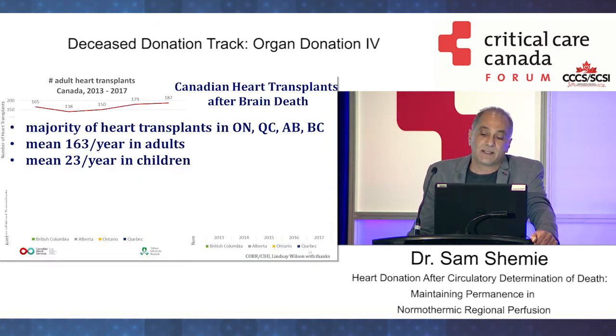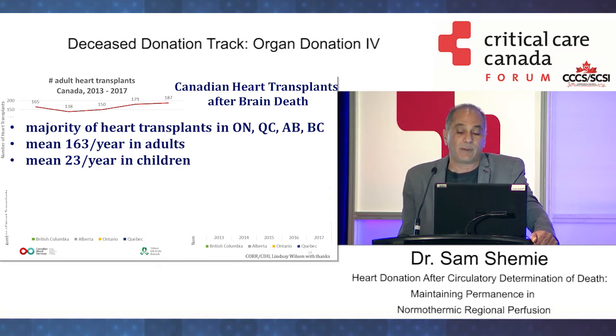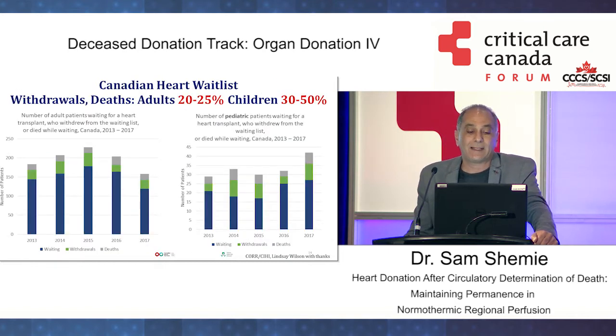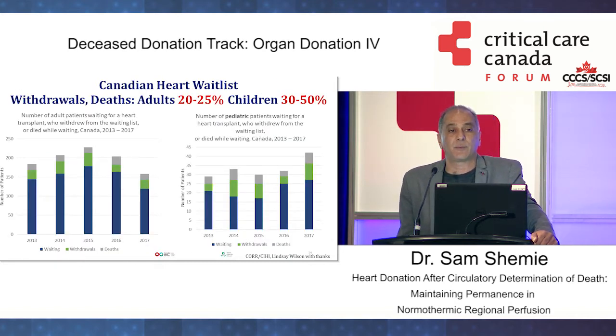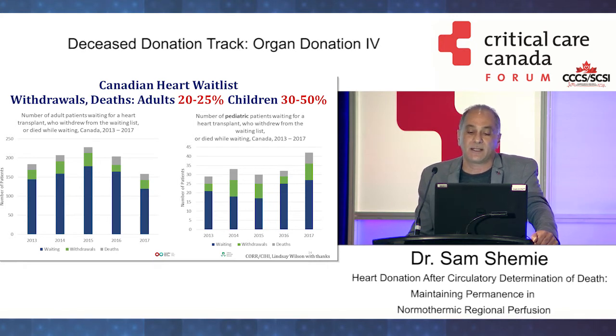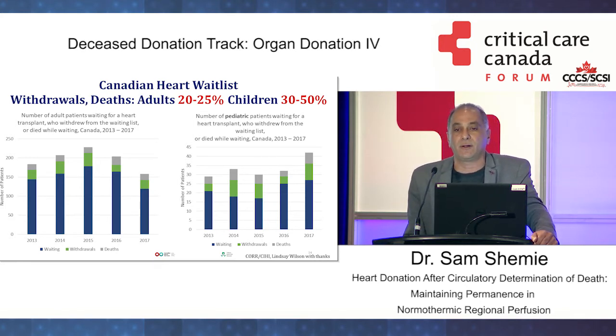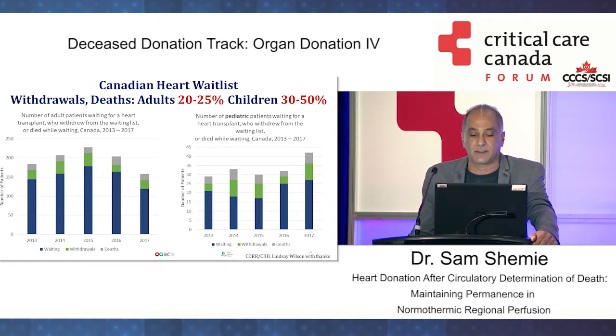And transplants in Canada currently after brain death, the majority of them are in Ontario, Quebec, Alberta, and BC, about 160 per year in adults, 23 per year in children. If you look at wait list deaths and withdrawals from the wait list because people deteriorated and got sick, it's about a quarter in adults and 30 to 50% in children. So there is a compelling human story about trying to improve heart transplantation.